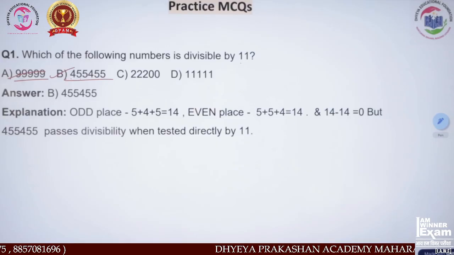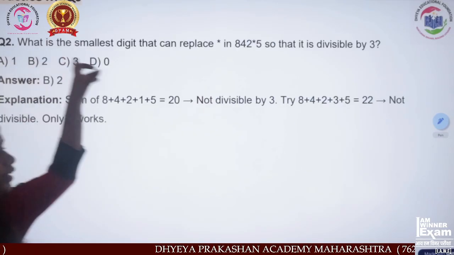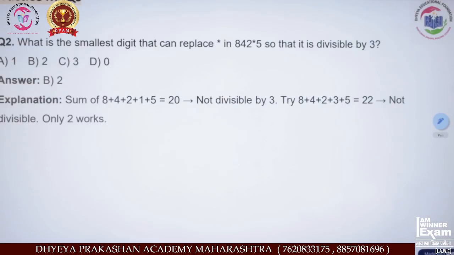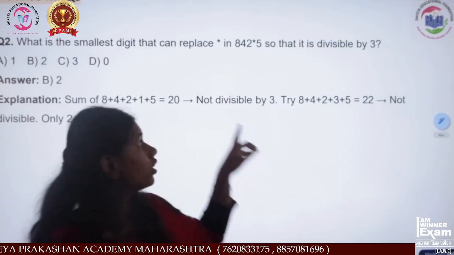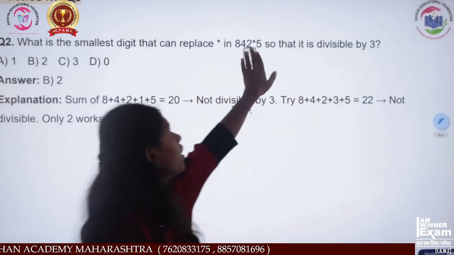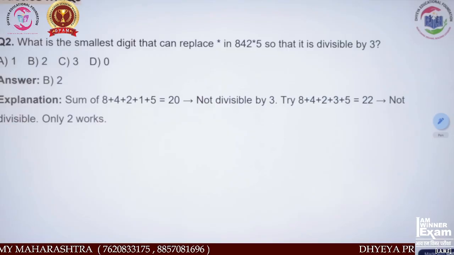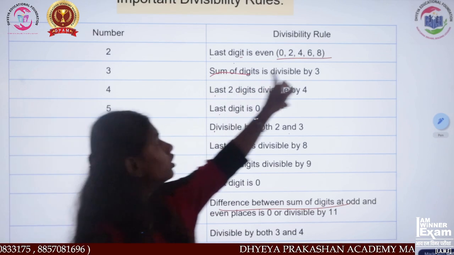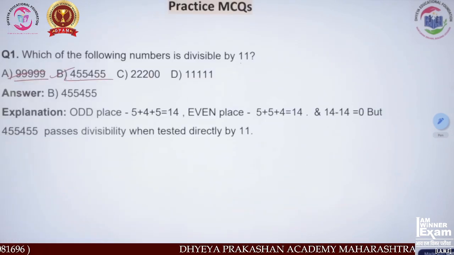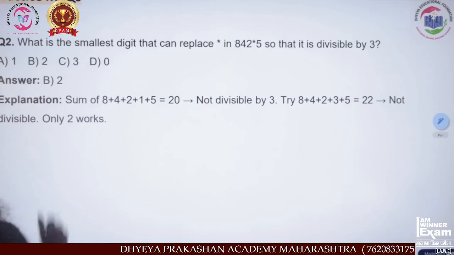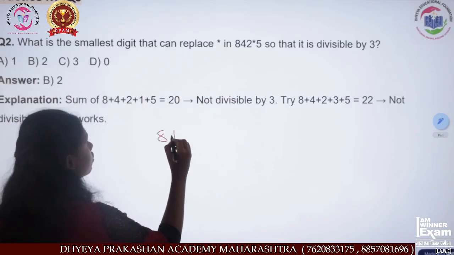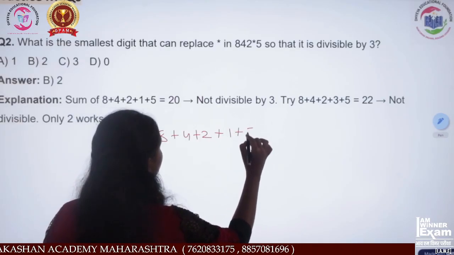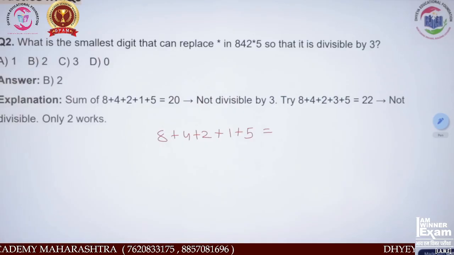Okay, then next: what is the smallest digit that can replace the star in this number so that it is divisible by 3? Now what is the formula for 3? The sum of all digits should be divisible by 3. So now we will put 1 and check whether the sum of all these digits is divisible by 3 or not.